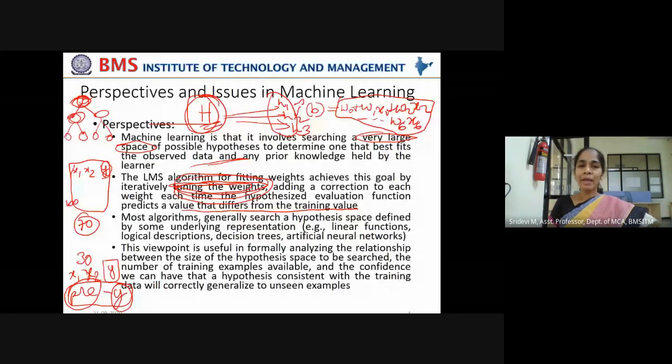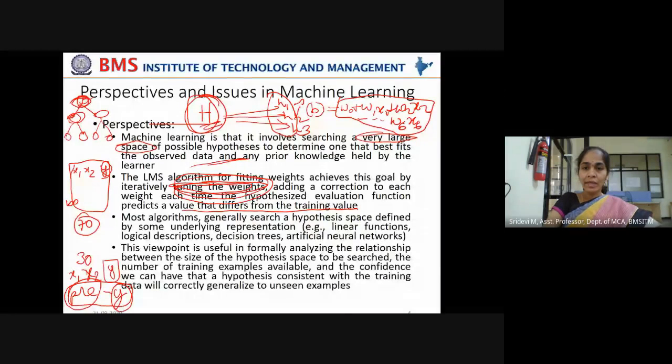Got it? Based on the underlying structure or underlying representation, the hypothesis space can be defined, whether it is a set of linear equations or a set of decision trees or a set of neural networks. It depends, right? So this viewpoint is useful in formally analyzing the relationship between the size of the hypothesis space to be searched. Understand this carefully. Now, this perspective, what we have drawn from our previous knowledge, what did we understand from this? This will help us to relate certain points.